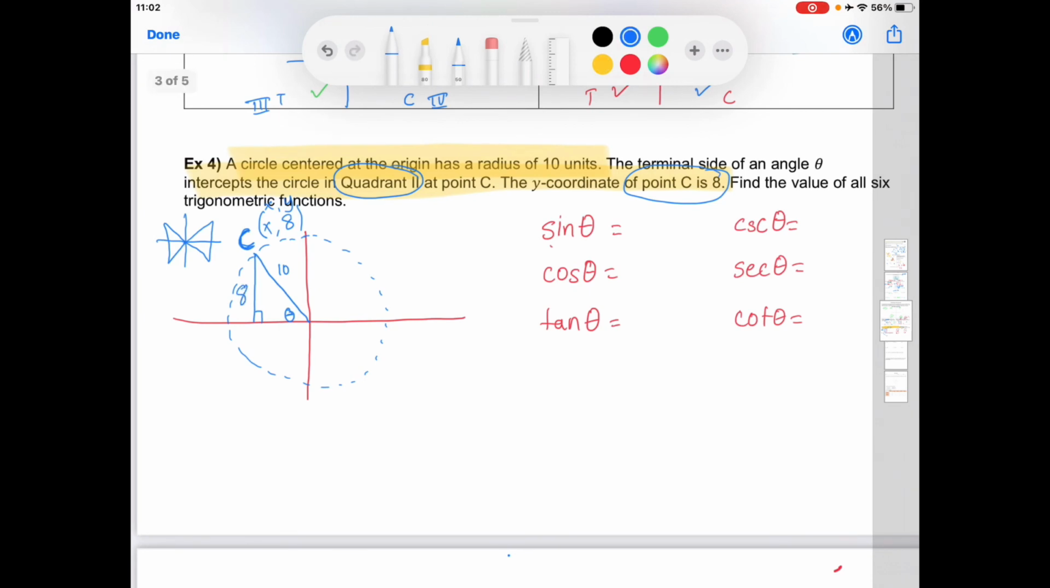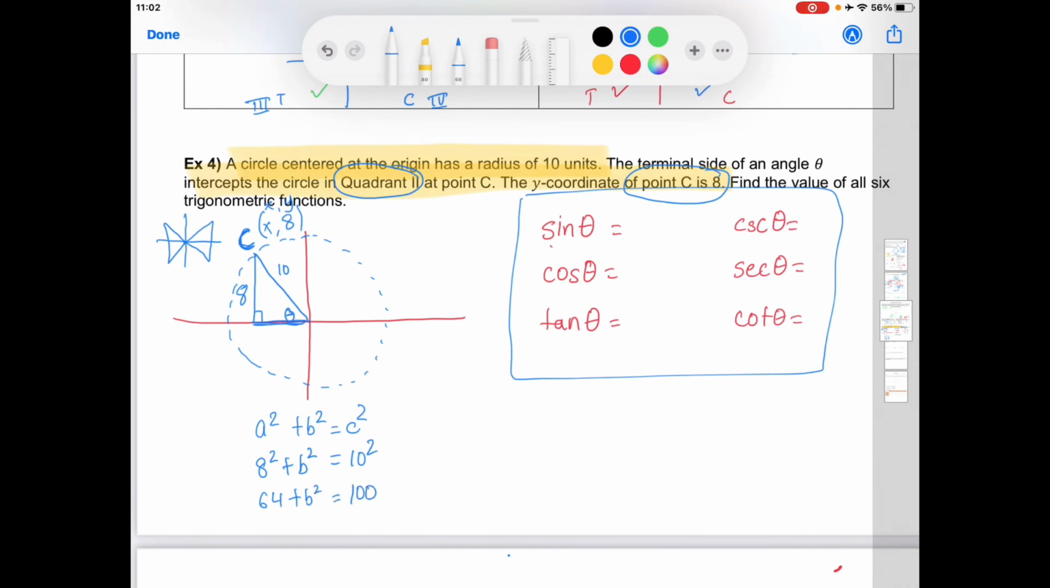This is 8. In order to find all these ratios, I need to do what? I need to know this side. How do I do that? I have a right triangle. I already know 2 sides of the right triangle. I need to find the third one. So what do I do? I write my Pythagorean theorem. Always identify your C. Your C is your hypotenuse, which is 10. Your A is 8 squared, and your B you can call x, or we can just leave it as b squared. Solve for this. 8 squared is 64 plus b squared equals 100. Subtract 64. I get b squared is equal to 36 and b is equal to 6. So this length is 6.